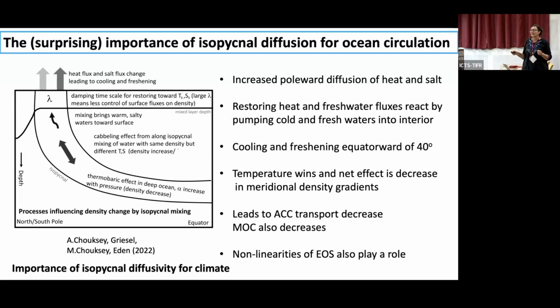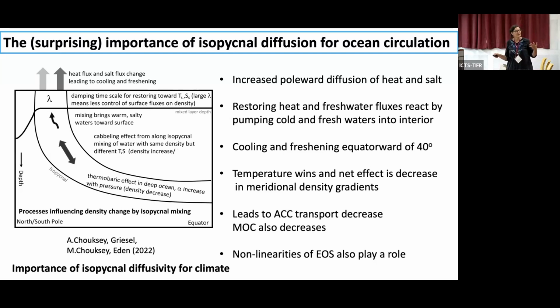So we see an increased poleward diffusion of heat and salt, and it is actually the surface heat and freshwater fluxes that react by pumping cold and fresh water into the interior. This leads to a cooling and freshening equatorward of 40 degrees, and so the net effect is a decrease in the meridional density gradients.